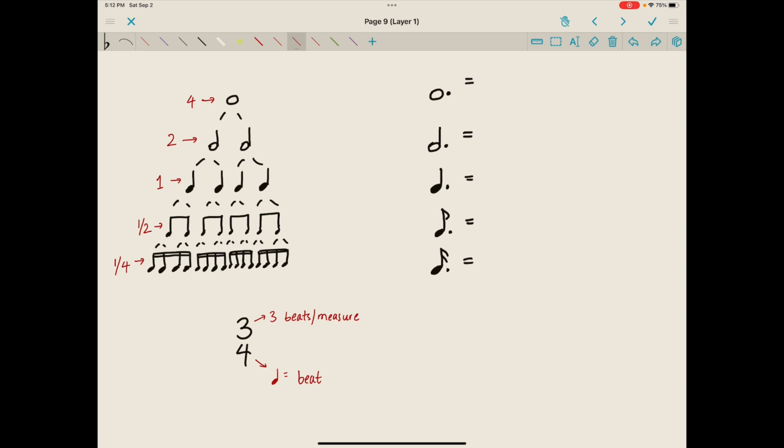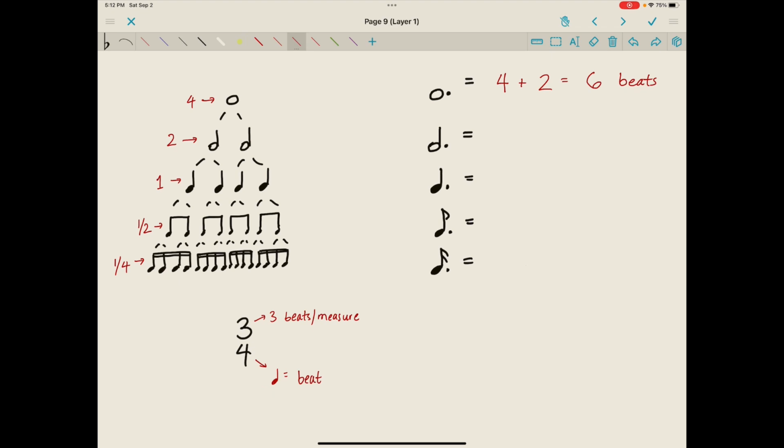So let's try out our dotted note values and see if we can find one that is equivalent to 3 beats. So remember that our dotted whole note will be worth 4 beats for the whole note, plus the dot is going to be worth half of that note value. So if the whole note was worth 4, the dot is worth 2. Altogether, that's 6 beats. No, too many, right? So we have a dotted half note to consider next.